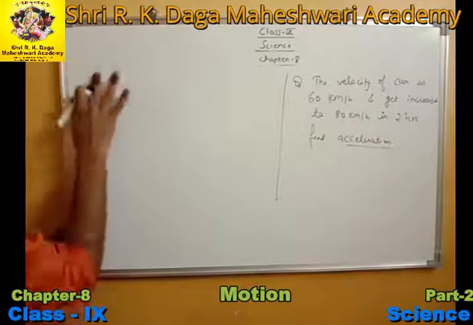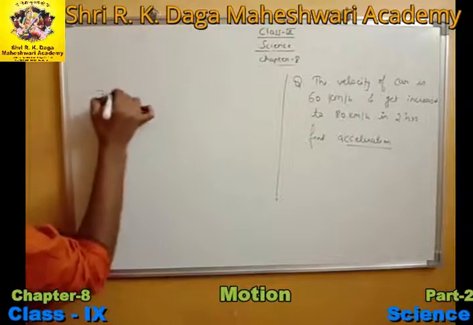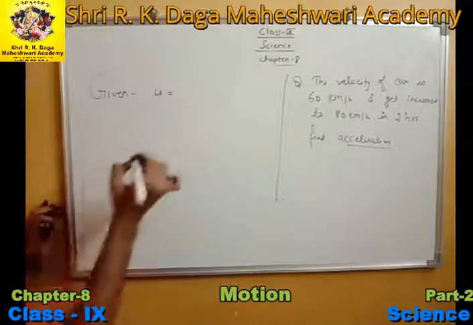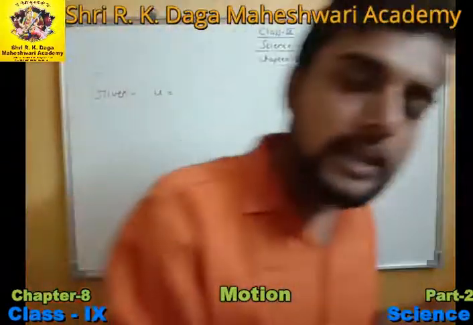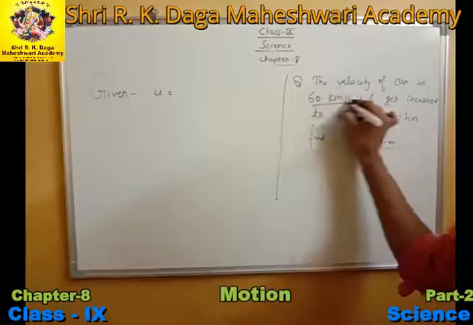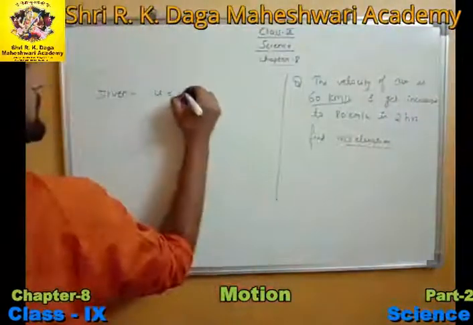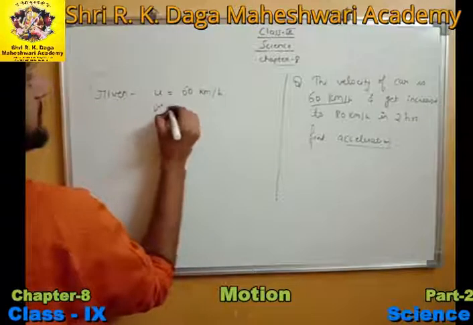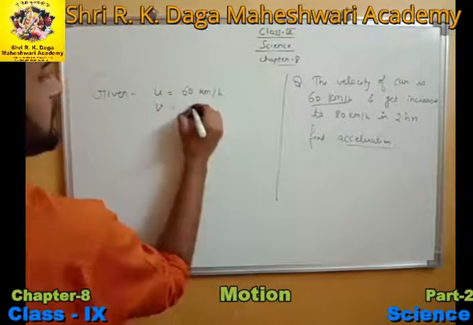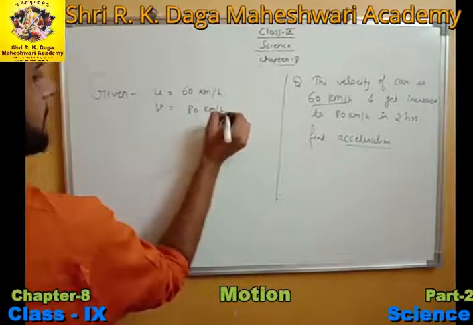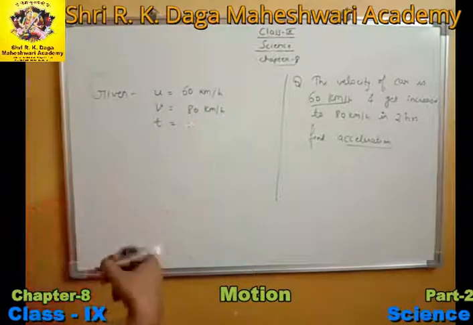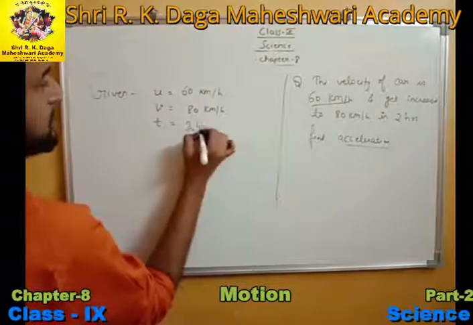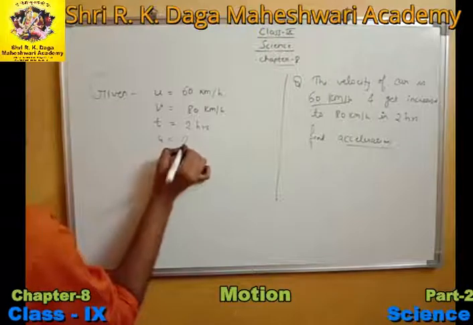So how can we find acceleration? First of all, we have to write what is given to us in the question. The initial velocity is denoted by u. Initial means the starting velocity. The starting velocity is given as 60 km per hour. The final velocity is given as 80 km per hour. And the time taken by the car to cause this change is 2 hours. And you have to find the acceleration.